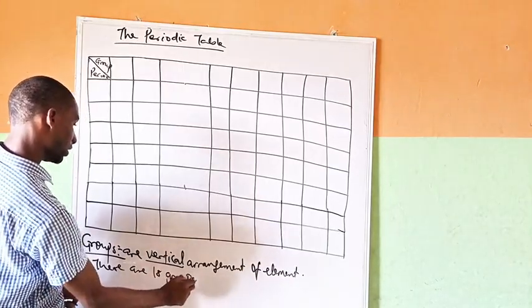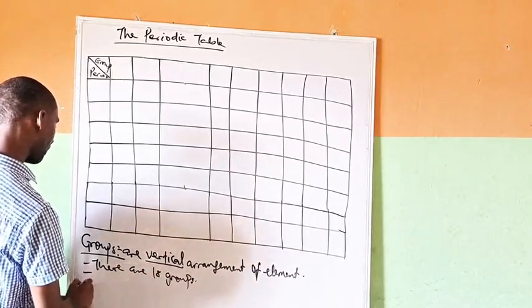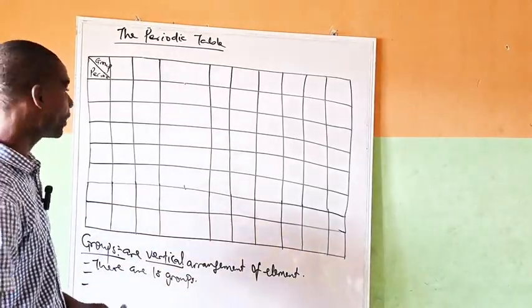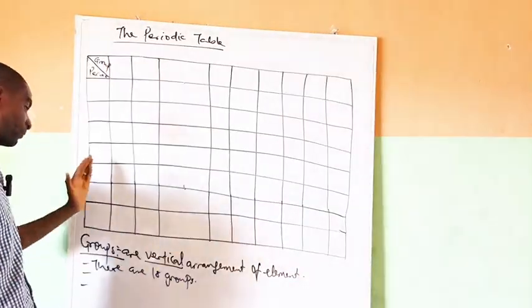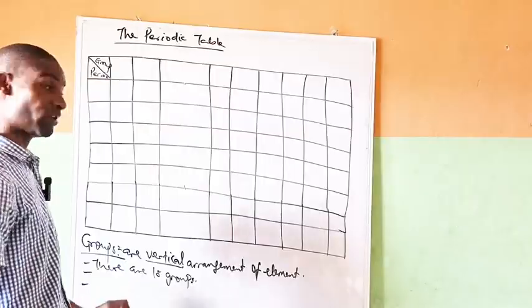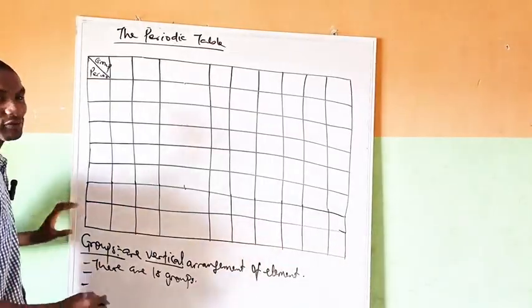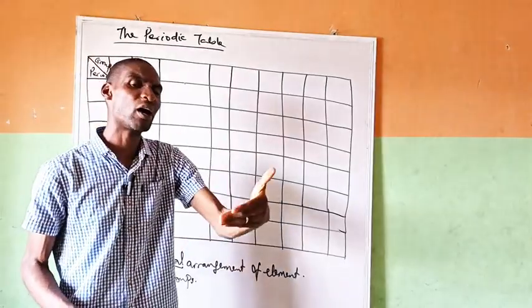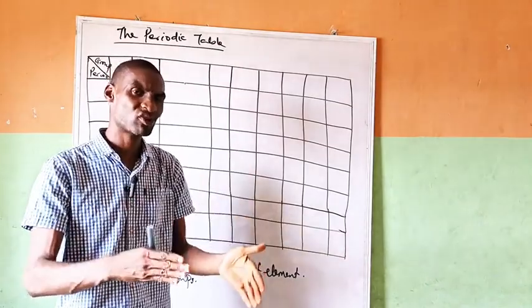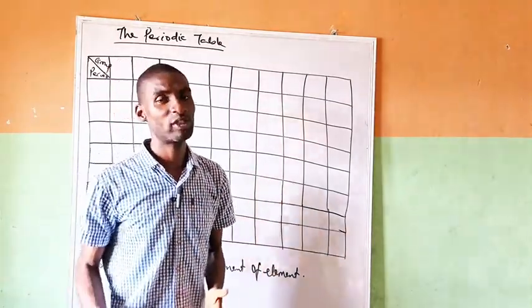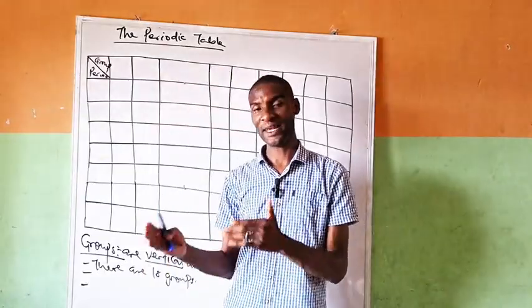What's more, there are properties of members of the same group. So I said groups are vertical, so this is vertical. There are 18 groups on the periodic table. Members of the same group have the same number of electrons in their outermost shell, which is what you call the valence electron.